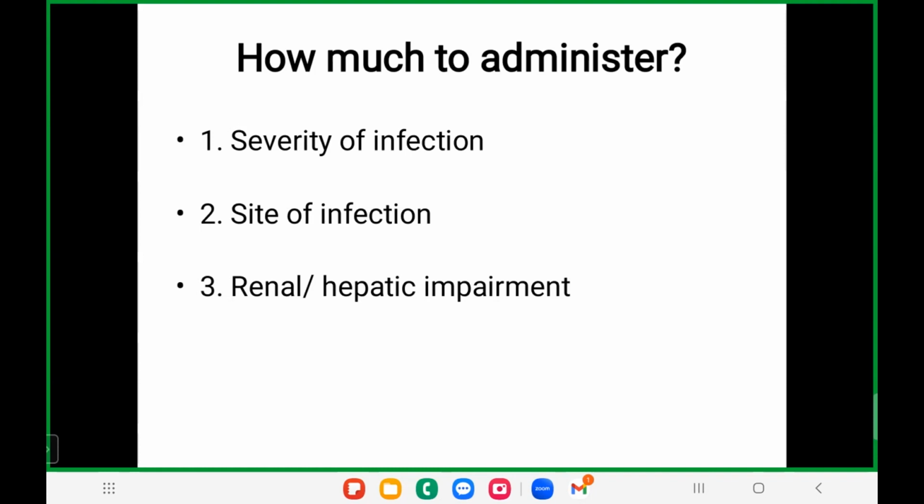Depending on the site of infection, whether the antibiotic is easily penetrable or not penetrable, you need to go up on the doses. If the antibiotic is not penetrable, like if you are treating meningitis, the penetrability of meropenem is less. So you need to double the dose, from 20 to 40.